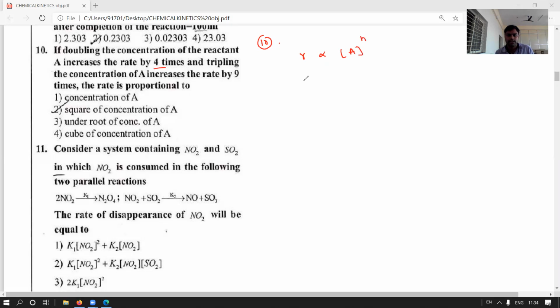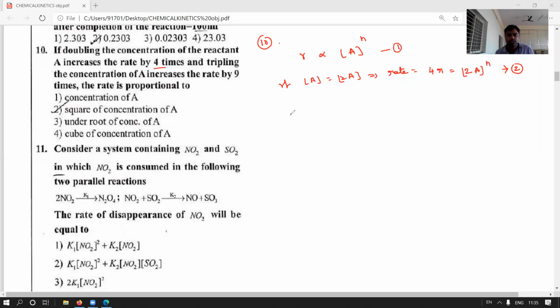Imagine that if the concentration of A is 2A, then the rate is increased by how many times? My rate is increased by 4 times, which means 4R is equal to (2a) whole power n. Let this be equation 1, and the original be equation 2.